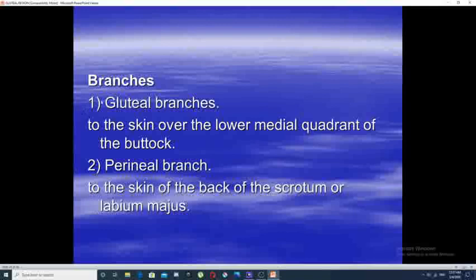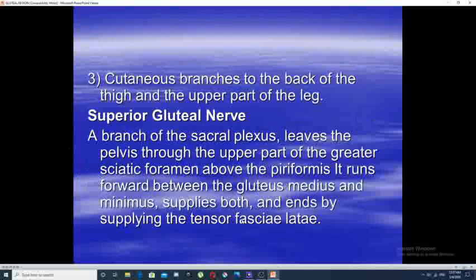Branches of the posterior cutaneous nerve of thigh: First, gluteal branches to the skin over the lower medial quadrant of the buttock. Perineal branch to the skin of the back of scrotum, or labia in the female. Cutaneous branches to the back of thigh and the upper part of the leg.